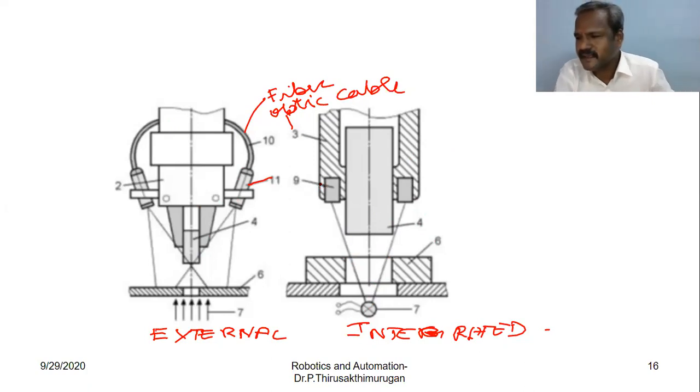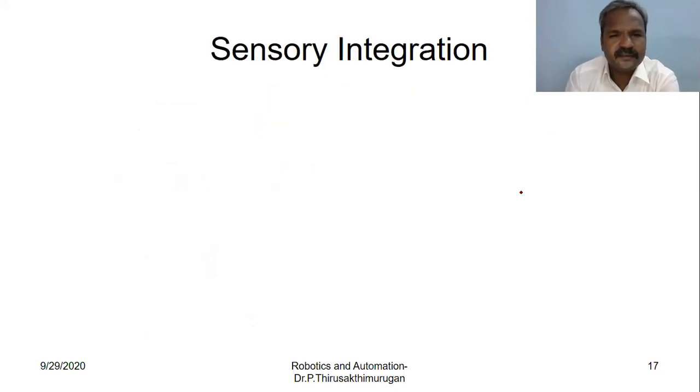Here 9 is PSD, position sensors. 3 is again your gripper jaws. So these are different configurations of gripper with different sensors. So what are the sensory integrations? Okay, sensory integrations.